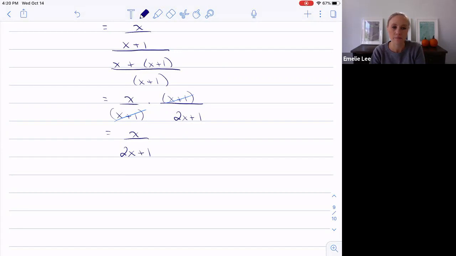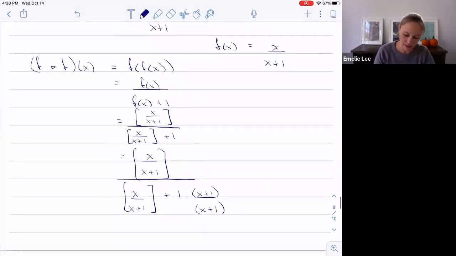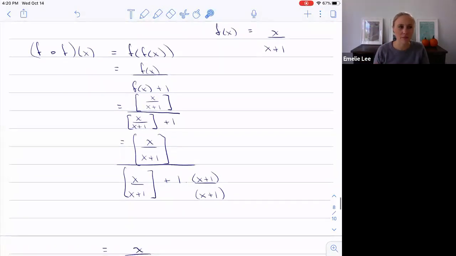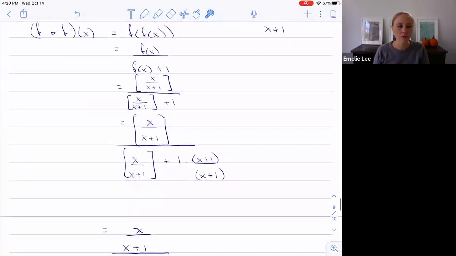Okay. And that's it. That one's quite a bit bigger, right? As soon as we've got a fraction as one of our functions or both, this thing gets pretty big, but usually you're able to cancel things out and kind of simplify a little bit. Okay.